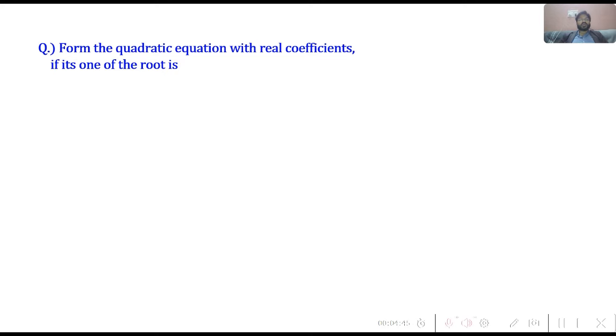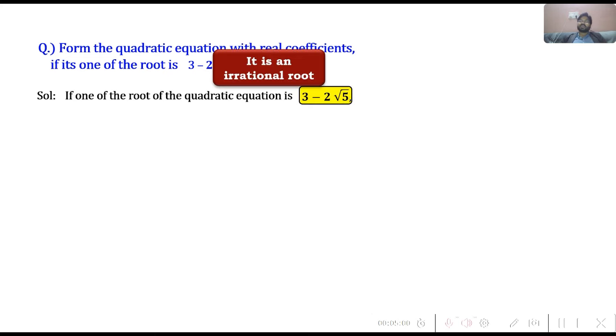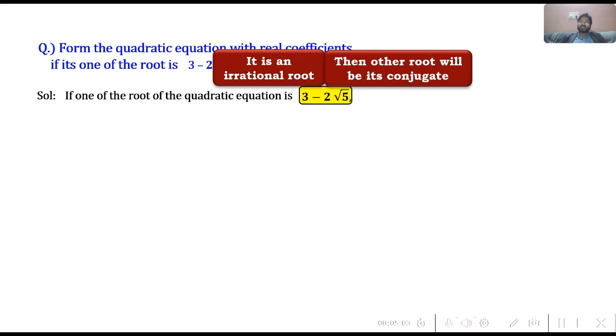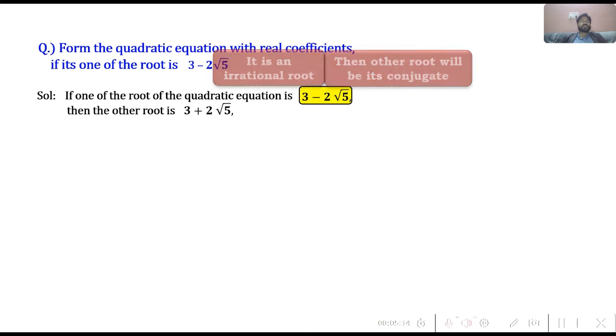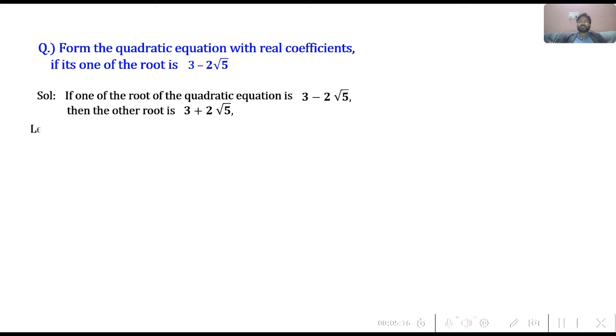Now form a quadratic equation with real coefficients if one of the roots is 3 minus 2 root 5. So one of the roots is 3 minus 2 root 5 and it is an irrational root. So the other root will be its conjugate. Conjugate means sign change. Change the sign of the middle value, the second value's sign change. So then the other root of the equation is 3 plus 2 root 5. Now alpha is 3 minus 2 root 5 and beta is 3 plus 2 root 5.